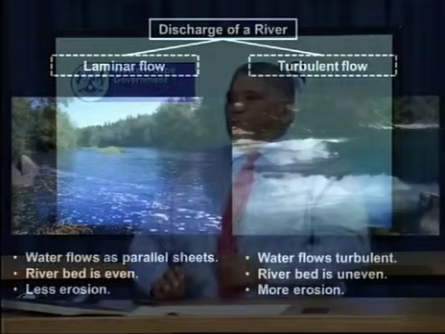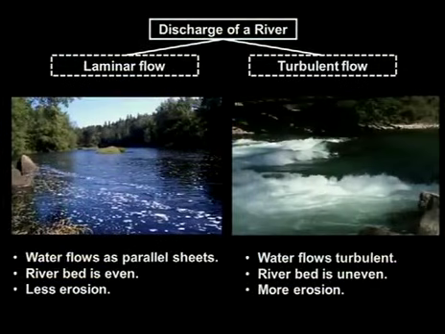Now people, we are going to have a look at the discharge of a river. When we have a look at the discharge of a river, it's very important that you look at two types of discharge. We've got laminar flow on the one side and turbulent flow on the other side. You must know the difference between laminar flow and turbulent flow, why we get them, and the processes in these types of flow.